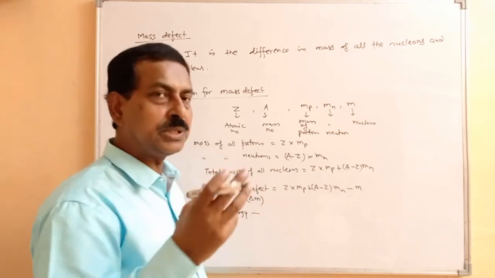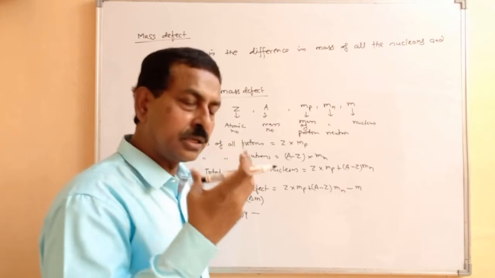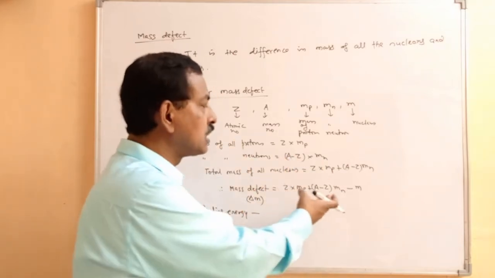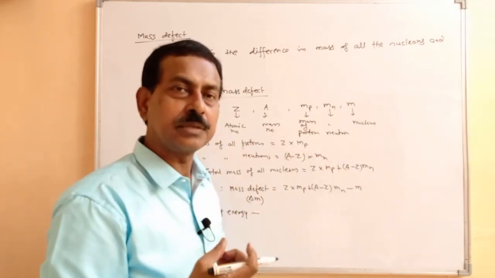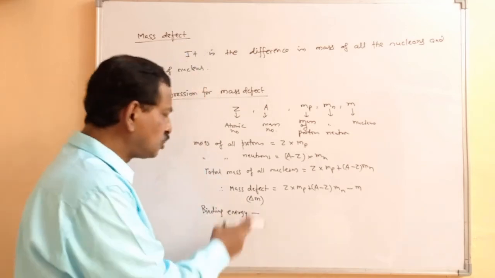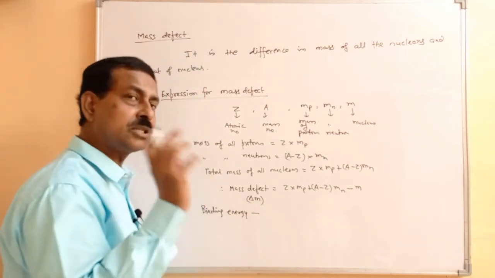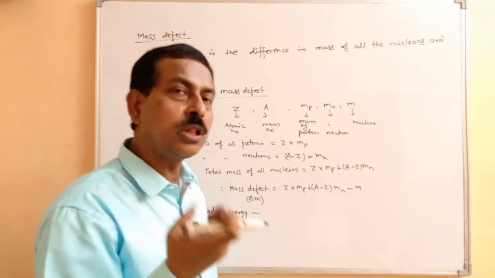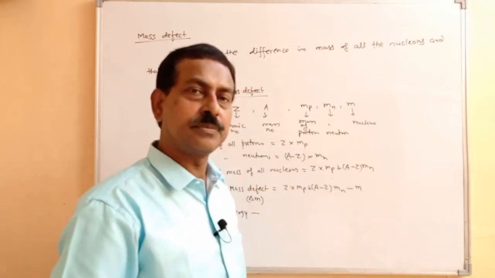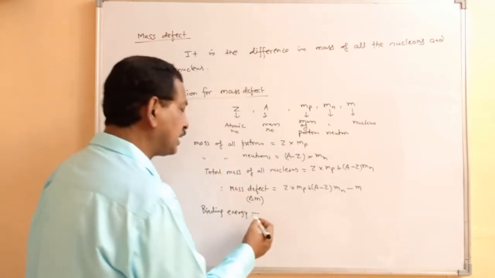In fact, this will be the energy which will be released when nucleons are forming a particular nucleus. So you can think that this is the energy which is responsible for keeping all the nucleons together in the nucleus. And how do we get this binding energy?